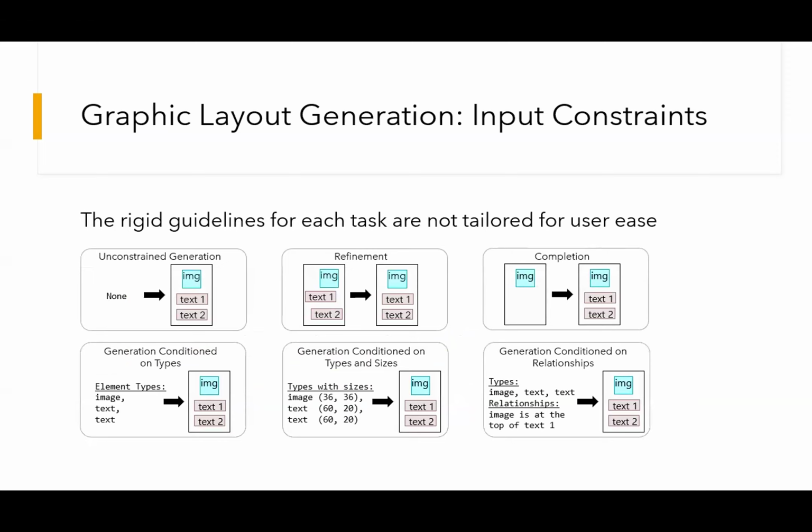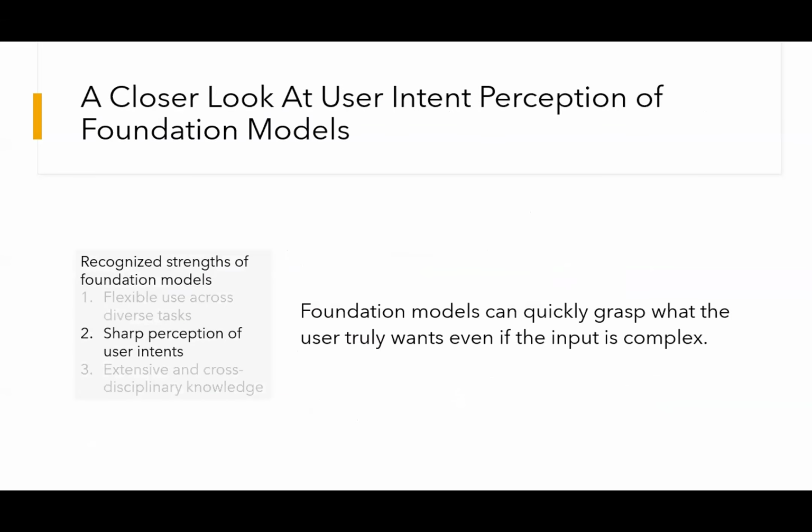I want to look more closely at the input constraints. We can find that the input constraints are actually rigid guidelines. Taking generation conditioned on types as an example, the user is restricted to providing the exact types to the system. Such rigid guidelines for each task are actually not tailored for user needs. They are tailored for a computer. Considering a foundation model, we can find that it can quickly get what the user truly wants, even if the input is complex and weak sometimes.